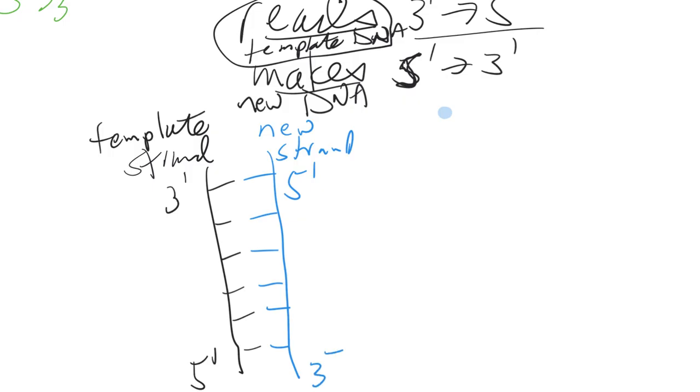Which way is it made? This direction, right? Or which way is it read? That direction, 3 to 5. The template strand is read 3 to 5, but the new DNA is made in the 5 to 3 prime direction.